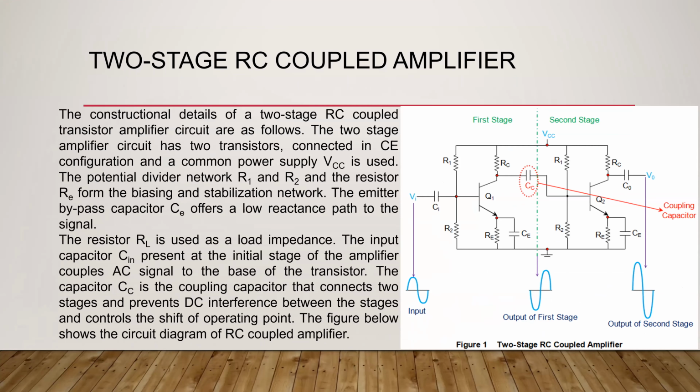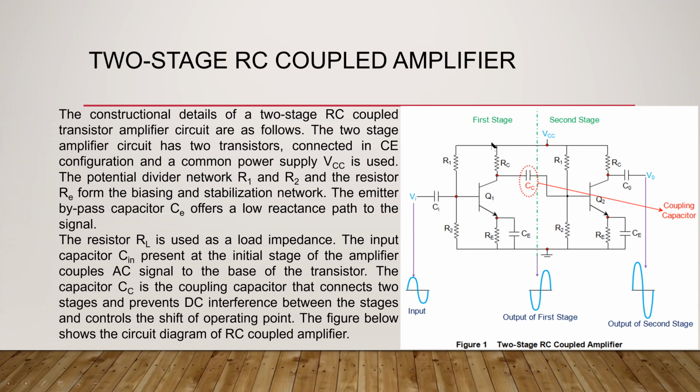In this class, I'm going to explain the RC coupled amplifier, that is, the two-stage RC coupled amplifier. You can see here I'm using a two-stage multi-stage amplifier. If you draw a green line here, it will divide the amplifier into two parts, first stage and second stage. In the first stage, you can see R1, R2, which act as a potential divider, RE, RC, and coupling capacitors.